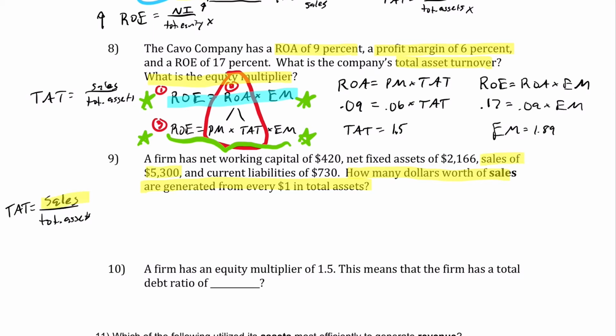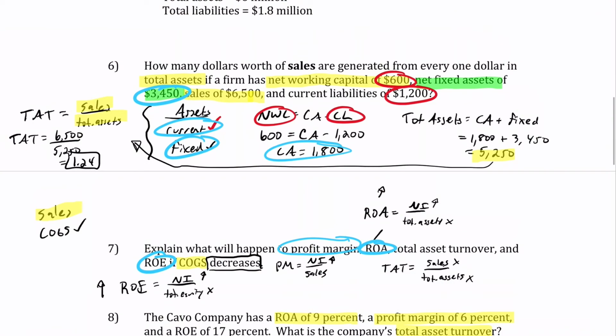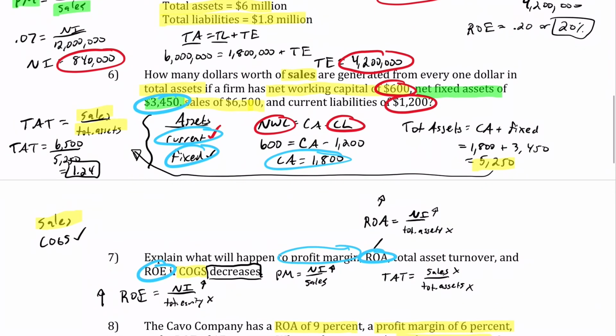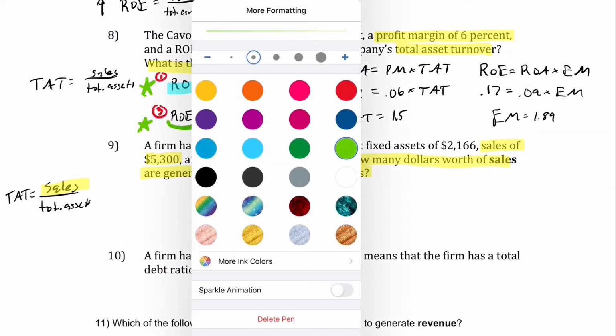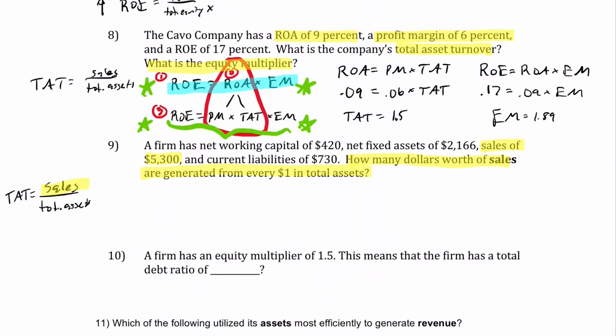How can I solve for total assets? This is very similar to the previous problem where we were dealing with total asset turnover. That would have been question 6. So very similar setup here where they gave us net working capital. Net working capital here is $420.